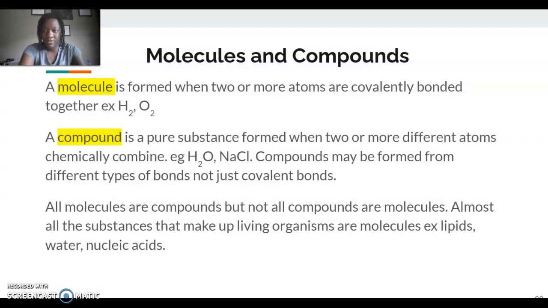We have molecules and compounds. A molecule is formed when two or more atoms are covalently bonded together. For example, hydrogen gas or oxygen gas or nitrogen gas. A compound is when two or more different atoms chemically combine. So it has to be two or more different atoms, right? Compounds can be formed from different types of bonds, not just covalent bonds. So these are the differences between an atom, a molecule and a compound. A molecule must be covalently bonded, while a compound doesn't have to be. So all molecules are compounds, right? But not all compounds are molecules. Almost all the substances that make up living things are molecules, for example, lipids and water and nucleic acids.